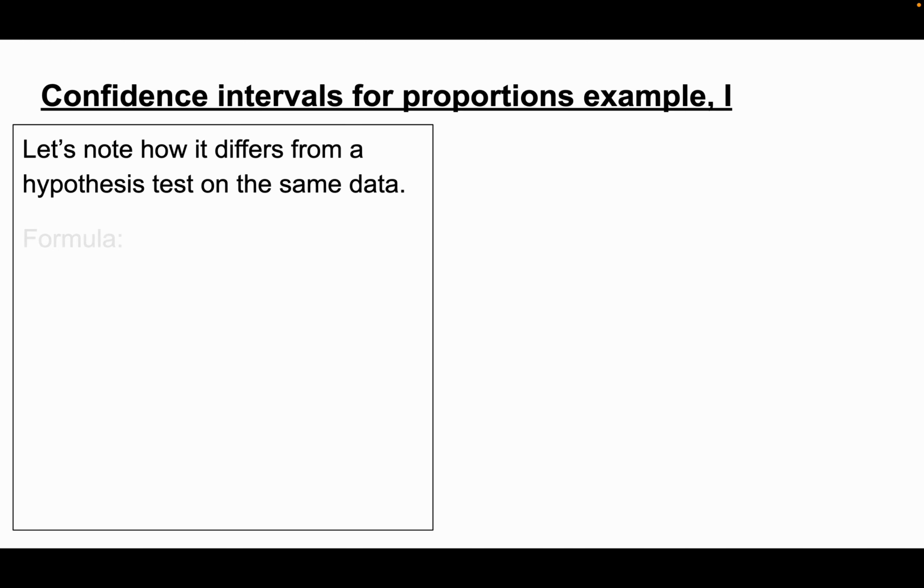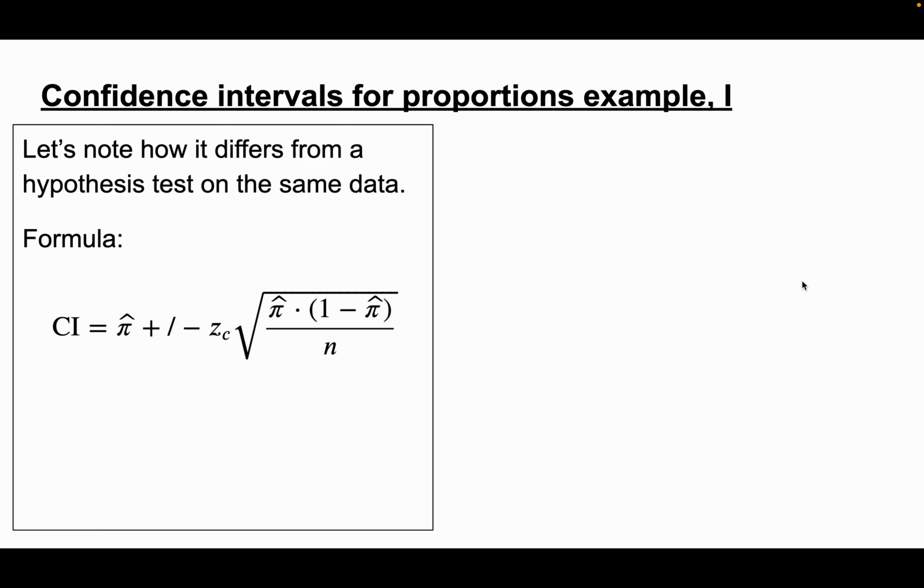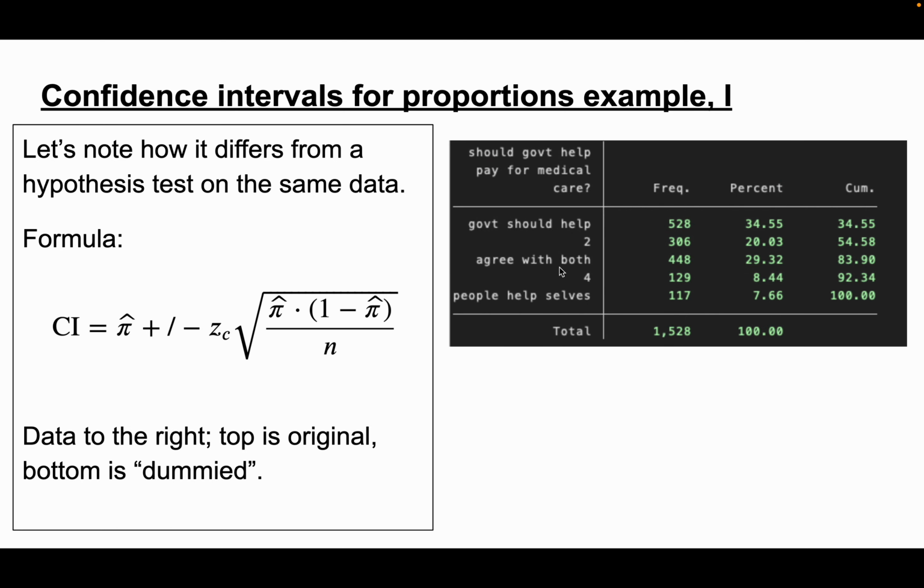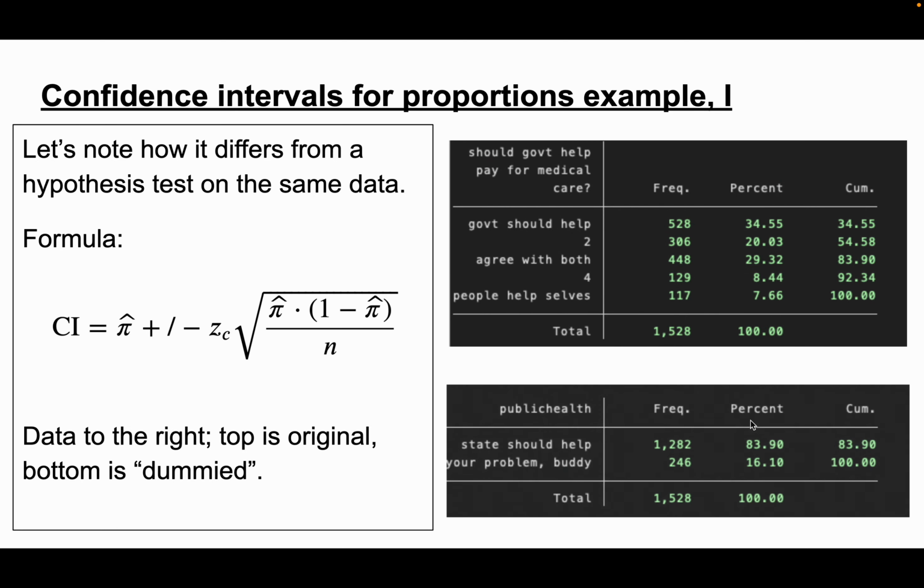So why is it a bit of a challenge? Well, it's because the formula changes a little bit. Because we're not actually testing a specific value of the parameter here, we're just going to use our best guess at what that value might be, which will be the sample proportion or the sample estimate of the probability. So here's our original variable, here's our new dummy variable. How could we calculate this?